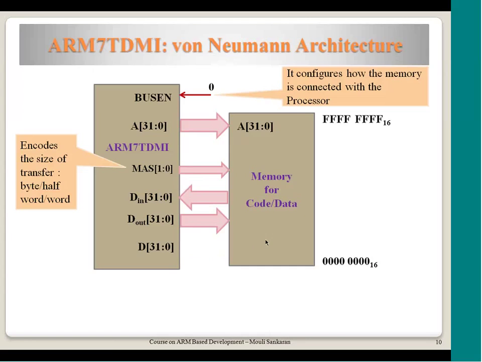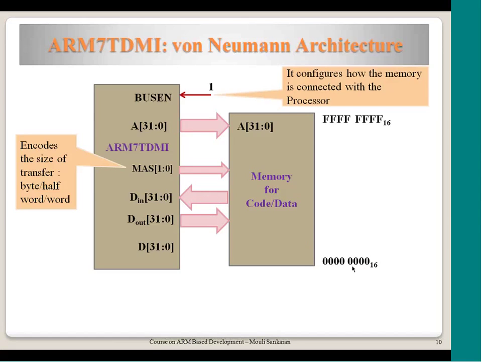If bus enable is 1, these are the pins which are activated, and there is a separate data in and data out bus. So having a separate data in and data out bus doesn't mean that it's a Harvard architecture. We need to have a separate memory and separate address and data bus, then we can call it a Harvard architecture. This is simply again the same von Neumann architecture, but the only thing is the data could be multiplexed or it could be separate for input and output.